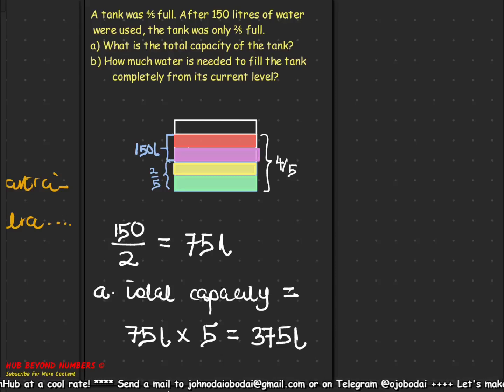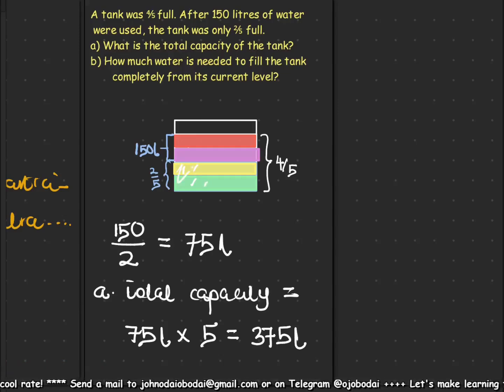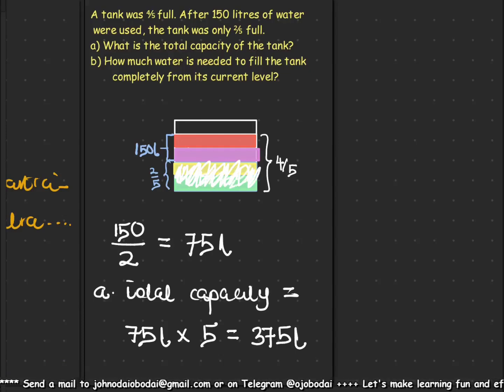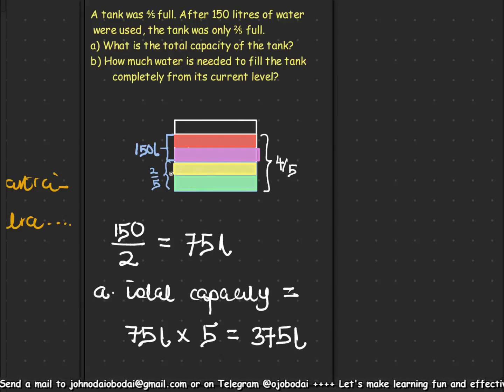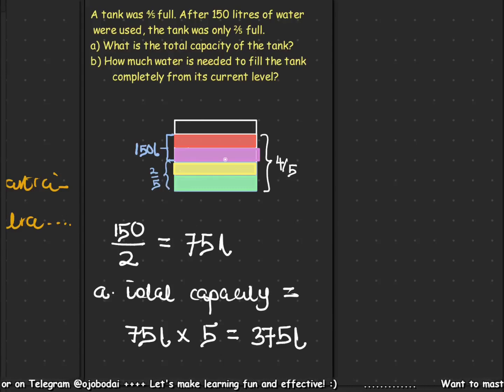Now the next part of the question says, how much water is needed to fill the tank completely from its current level? What is the current level of the tank? This and then this are the current level of the tank. This one here. Easy. And what is its capacity? It is just made up of two portions, you see. And we have said that one portion is 75 liters. So this here is 75 plus 75, giving us 150.